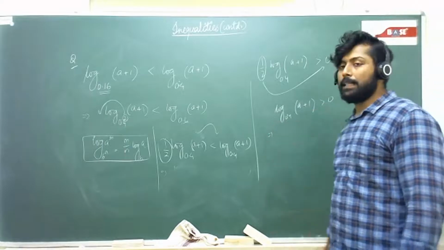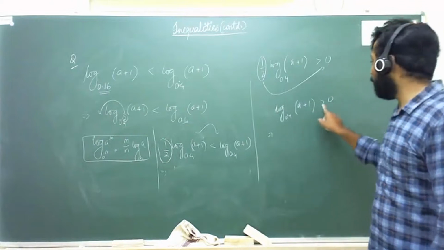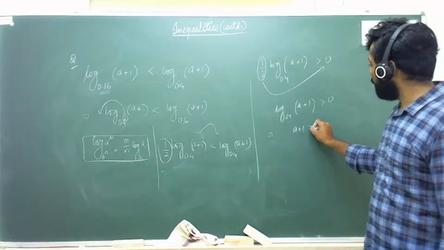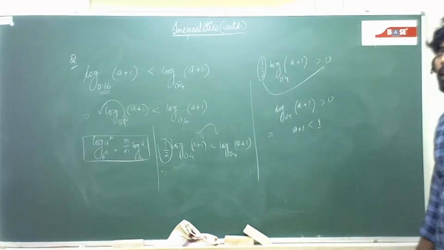Now the log base is less than 1, that means log is decreasing. For decreasing functions, when you remove the log, the inequality sign gets changed. So that means a + 1 will be less than 1 now, 0.4 raised to 0, the antilog, is 1.